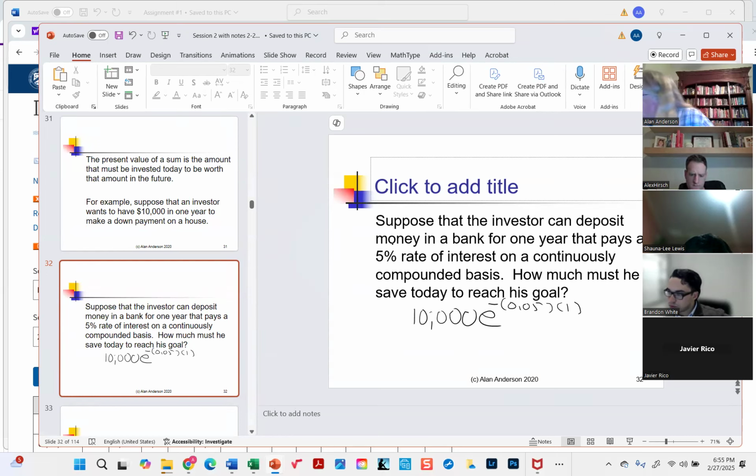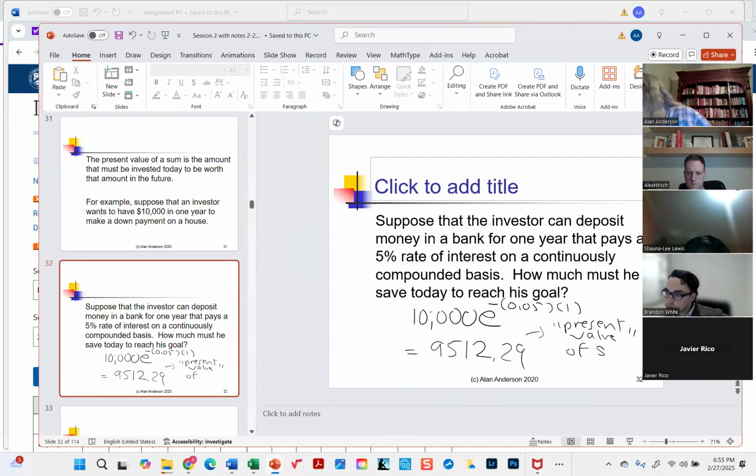Okay, it's 9512.29. All right, so what this is saying is that if I put that much in the bank now, in 1 year, I'll have exactly $10,000. So this amount I see here is referred to as the present value of $10,000. Can you just go over how you input that into the calculator, please?